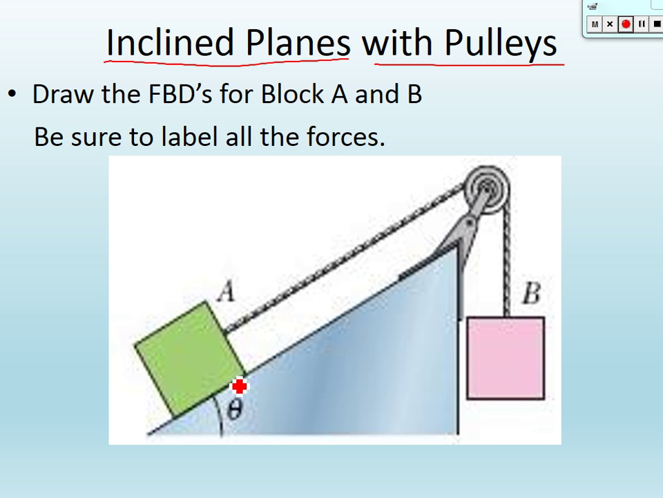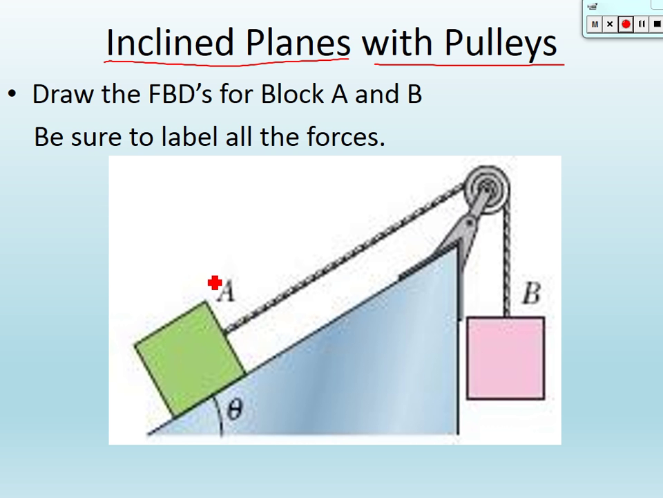So we have a block on an inclined plane hooked to a string that goes across the pulley, and the other block is hanging off of the pulley right there. And I'm going to ask you a couple of questions with these systems. Which way is the system going to go? Is it going to go up and down that way, or is it going to go up and down to the left this way?